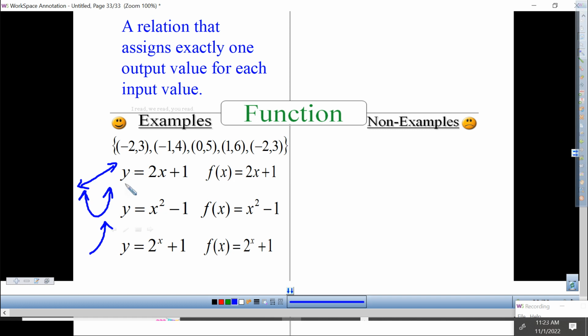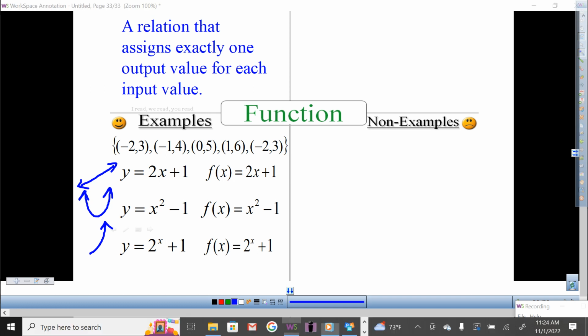But notice that we went from y's to now what? F of x. From y's to f of x. Why? Because we're moving into the functions notation. Over here behind Jessica. All right? So, here we go.